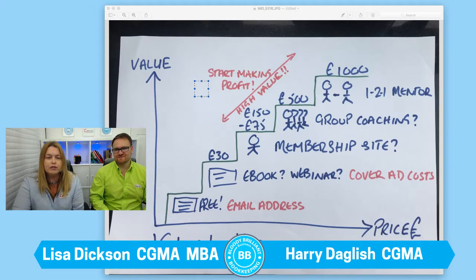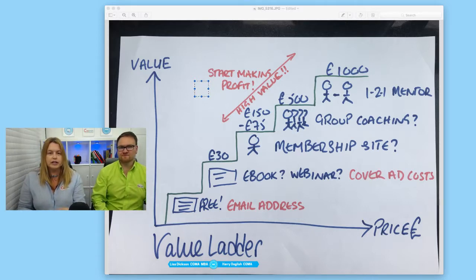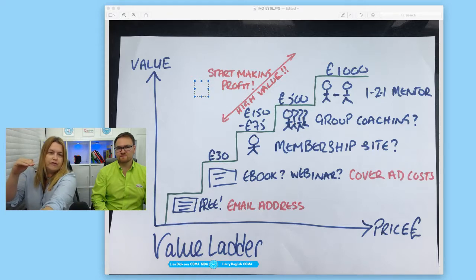So the concept of a value ladder is that as something increases in the value of what you're delivering to your customer, it also increases in price. Another way of looking at your value ladder is that you are the most important, most profitable, most expensive commodity at the top. So people start further away from you in the value ladder and then get closer to you as they pay more money in the value ladder. So how does that work in practice?